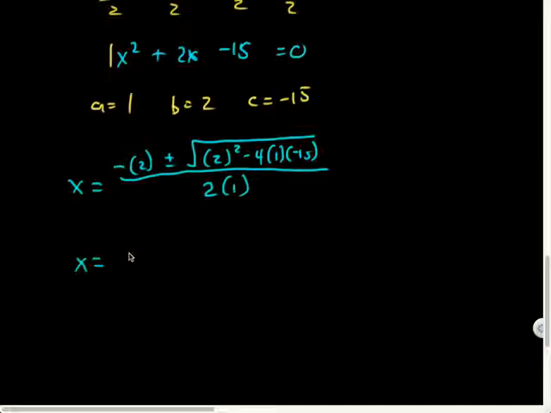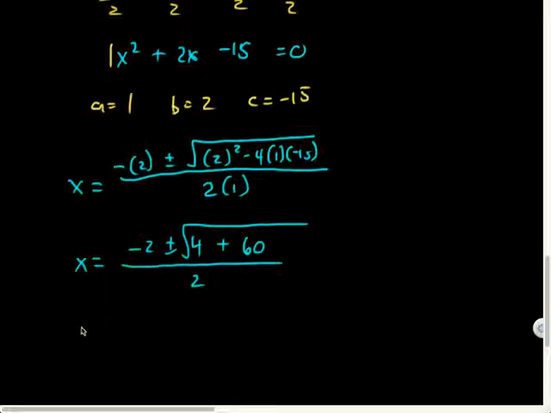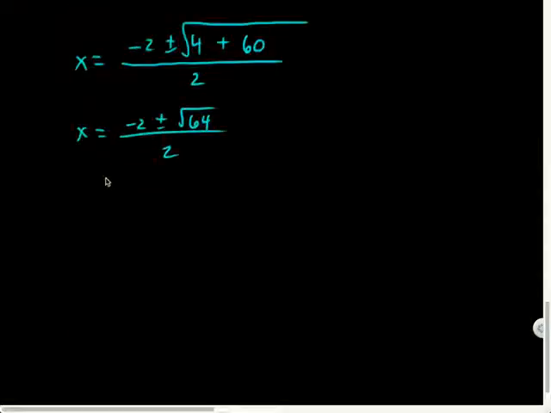Here we go. So that's negative 2 plus or minus. Let's simplify this. 2 squared is 4, and negative times negative is going to be positive. 4 times 15 is 60. All over 2 times 1 is 2. So x equals negative 2 plus or minus the square root of 64 all over 2. What is the square root of 64? So negative 2 plus or minus 8 over 2. And now I've simplified this problem as far as I can.